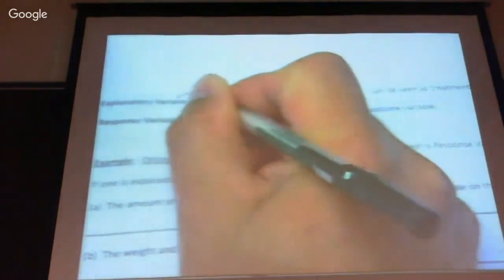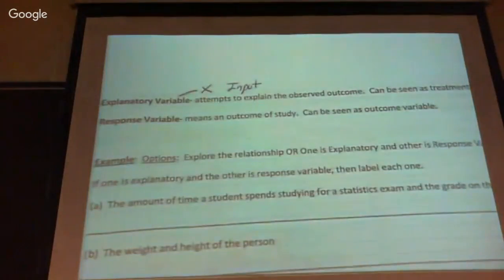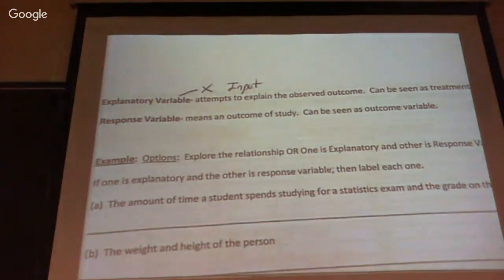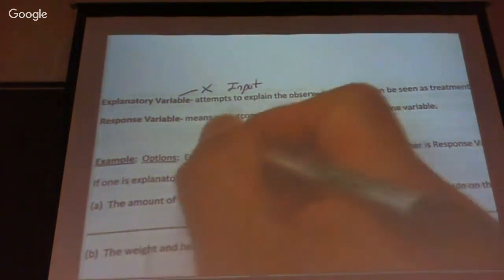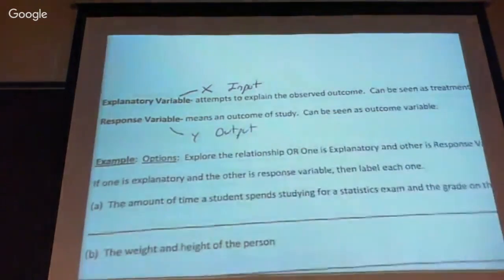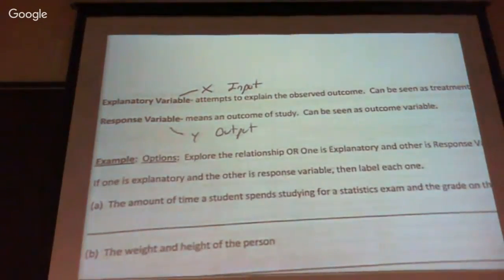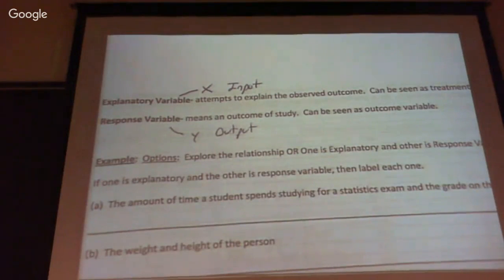Explanatory is our x, our input, and that intends to explain what's going on. The response is the y, the output. That one says, okay, if this is what it's supposed to be explaining, what ended up happening? What's the outcome? Kind of like cause and effect, sort of, but we say explanatory response.